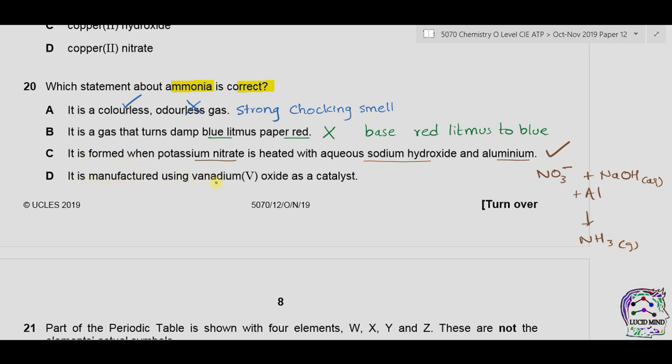D. It is manufactured using vanadium(V) oxide as a catalyst. Now ammonia is formed in Haber's process, in which powdered iron is taken as catalyst. The correct answer is therefore C.